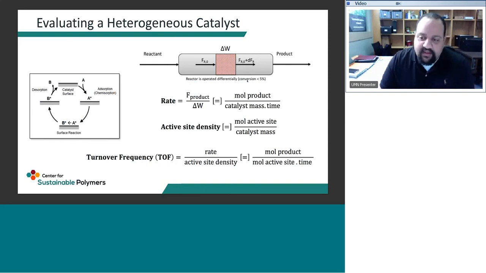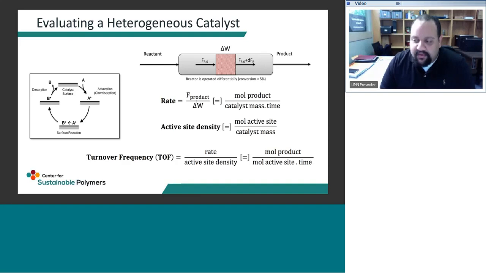So it's a differential reactor, and what that allows us to do is simplify the math so that when we're trying to estimate a rate of reaction over this catalyst, all we have to do is take the molar flow rate of the product and divide it by the catalyst mass. And so that gives us a rate on a mass normalized basis.